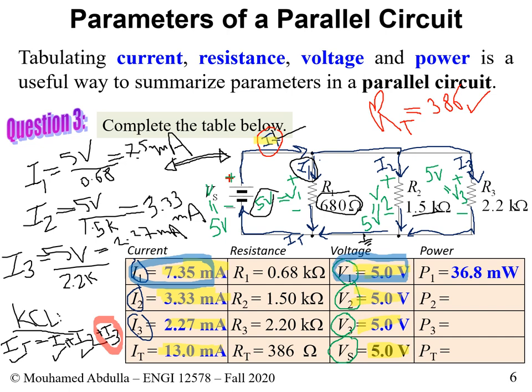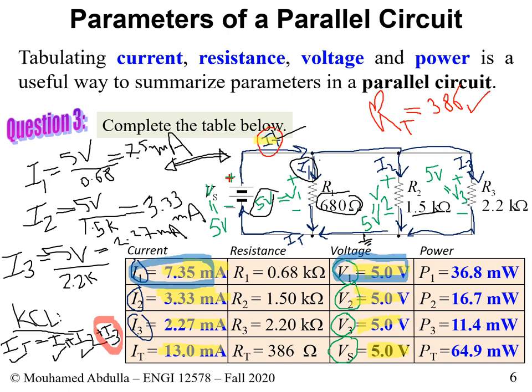If we do 3.33 times 5, this should be 16.65 milliwatts, or 16.7 milliwatts. And if we do 2.27 times 5, this should give us 11.4 milliwatts. And finally, if we do 13 milliwatts times 5 volts, this should give us roughly 65 milliwatts.